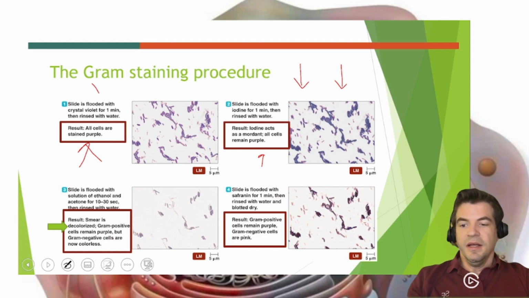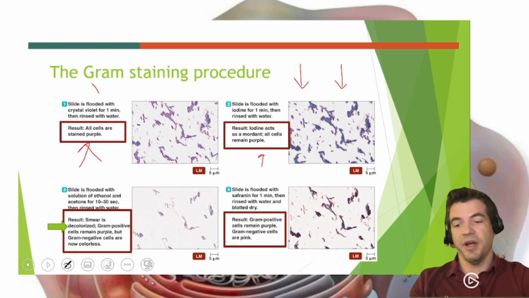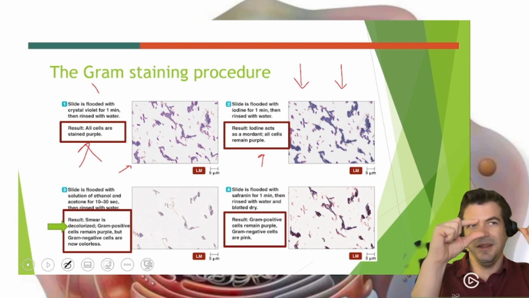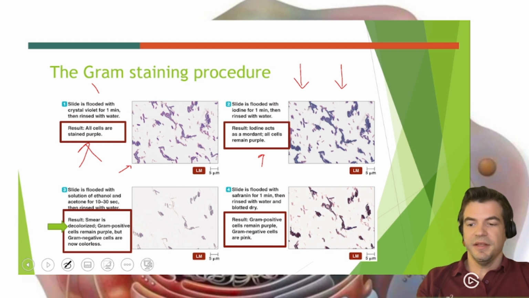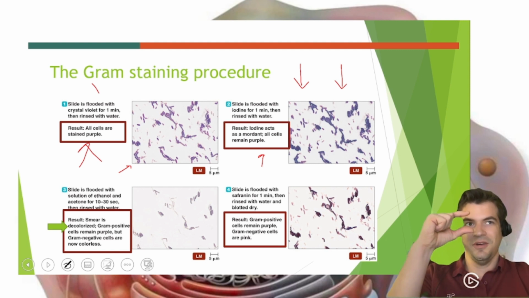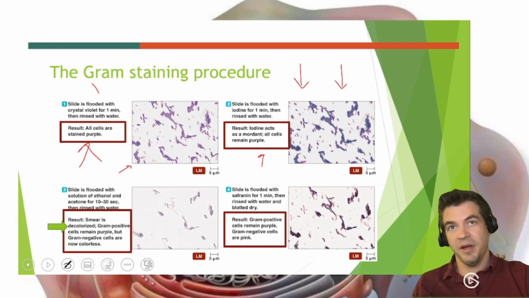Then the slide is flooded with a solution of ethanol, methanol, or acetone, a decolorizer, you might see, then rinsed with water. This is very short. We don't want to decolorize our gram positive layers. We just want to decolorize our tiny, thin gram negative layer. The gram negative cells are now colorless. The ones that are gram negative with just a tiny layer after our decolorizer are colorless, and all the other ones are purple. All the gram positive are purple.